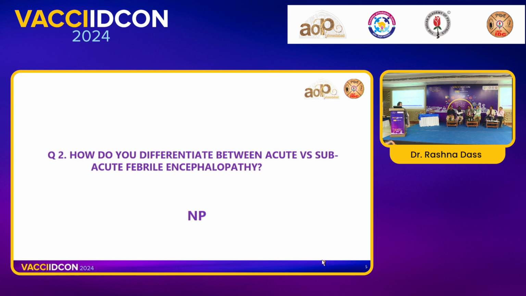A subacute febrile encephalopathy we see very less in pediatrics. It is more common in adults, but some cases like SSPE, metabolic encephalopathy or immunodeficiencies may present as subacute. So usually the differentiation is only by time: acute would be less than 2 weeks, and subacute would be of longer duration. It may be in weeks.